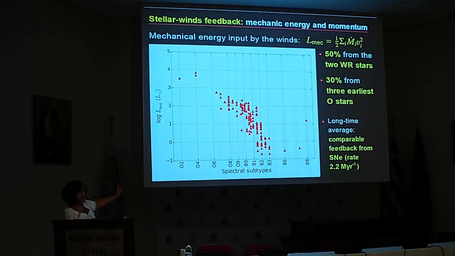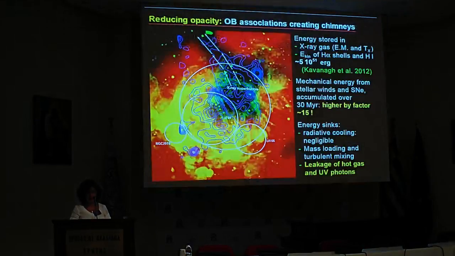There are also a couple of Wolf-Rayet stars in the association. Wolf-Rayet stars produce 50% of mechanical energy. So only five stars out of, say, 10,000 stars in this complex produce 80% of mechanical energy. And the key point here is that the long time average in the evolution of such a star forming complex is comparable with feedback from supernova at the rate which is shown there.